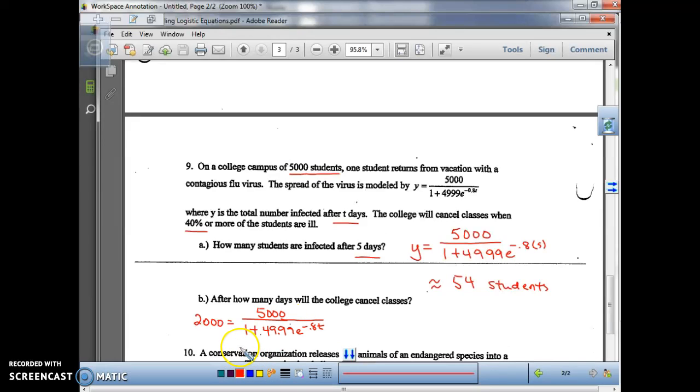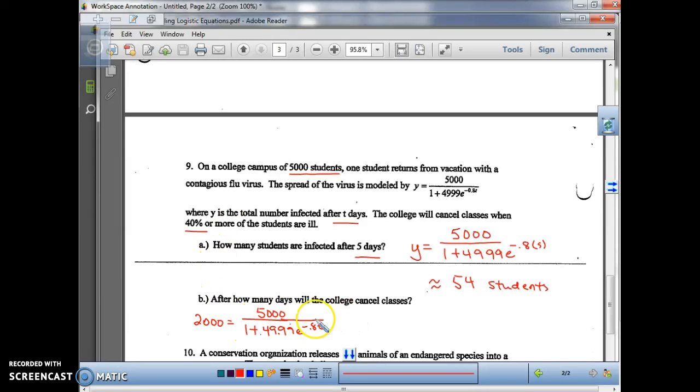Even though you're solving for y, would you not change the bottom of it? Would you not change the denominator, like the 1 plus 4,999? You don't change that at all. No, you don't. Notice the model works at any point on the curve. And I'll show you the curve in just a second.